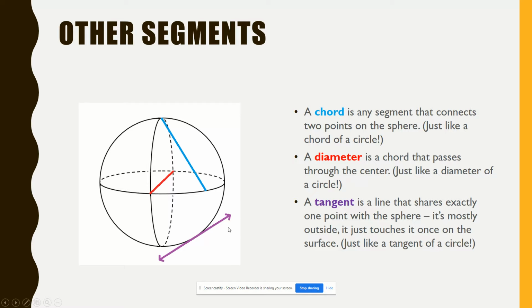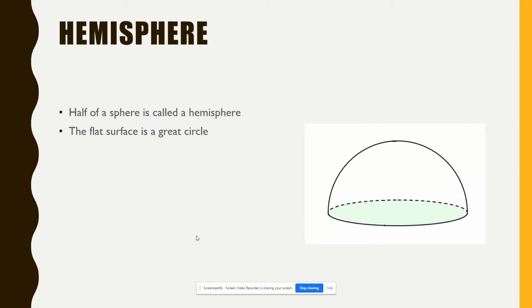And a tangent is a line that shares exactly 1 point. It's just touching the outside of your sphere, but it's not going inside of it. It's not stabbing through it. It's just touching the outside. So it shares that 1 point on the surface, and then it just continues on its merry way. A hemisphere is just when you cut a sphere in half. So that flat surface is going to be one of the great circles of your sphere.